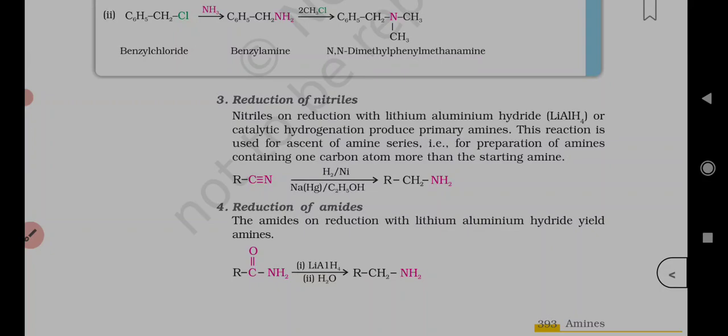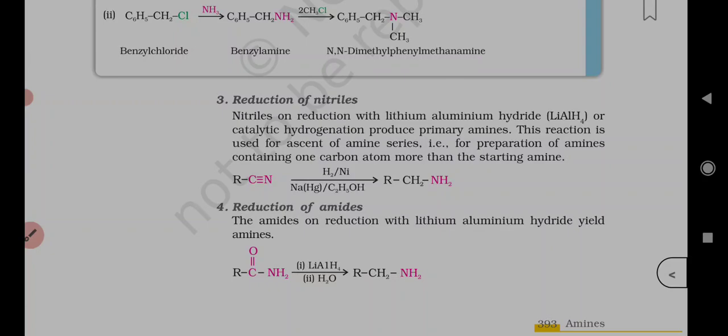So lithium aluminium hydride can reduce amides into amines. What lithium aluminium hydride does is take out hydrogen from itself and give it to the amide. So the C double bond O becomes CH2 and NH2 is there. So RCH2NH2.